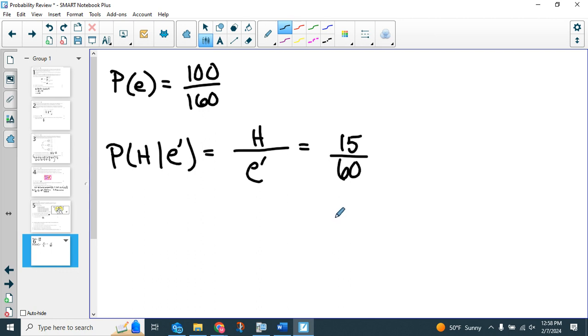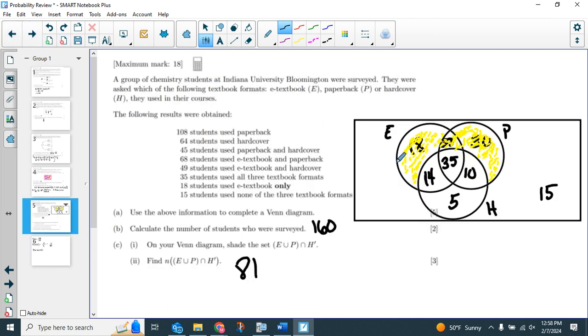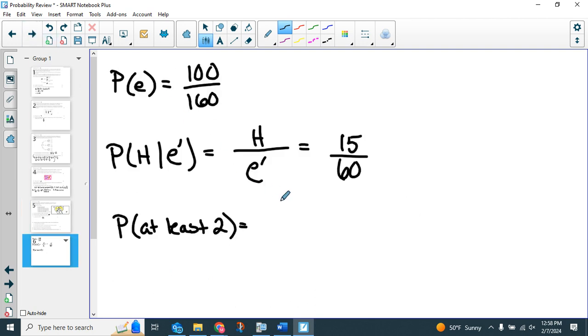D3 wants the probability that a student used at least 2 of the textbook formats. So here, probability of at least 2. That's basically all of the numbers that are in any overlapping regions. So 10 and 35 are 45, 33 makes 78, and 14 makes 92. So that's 92 out of this total 160.